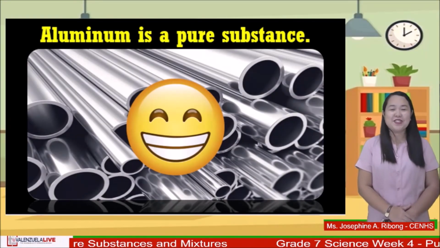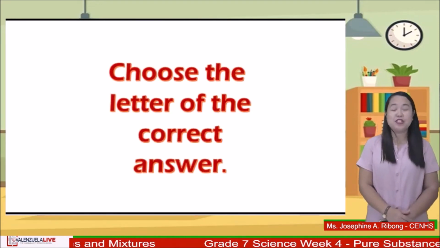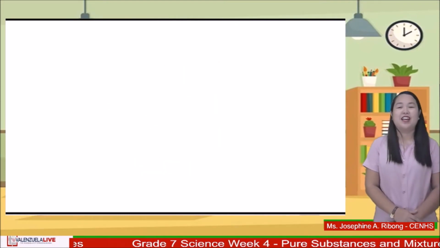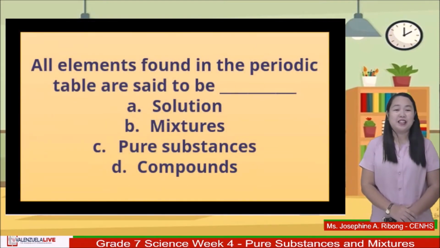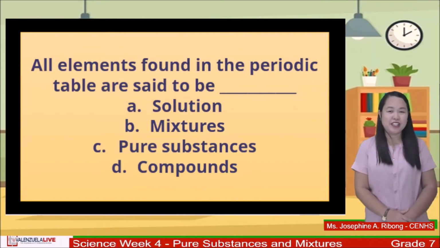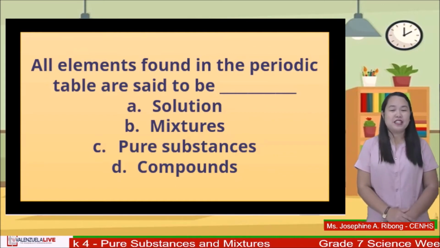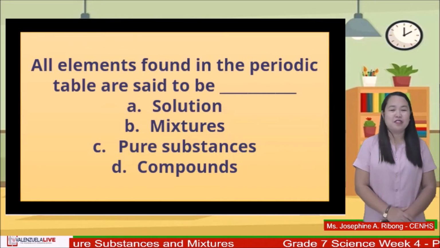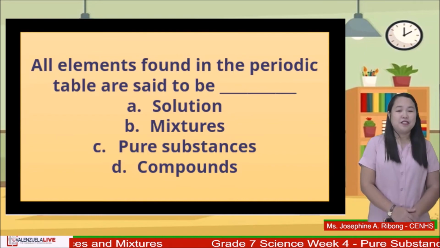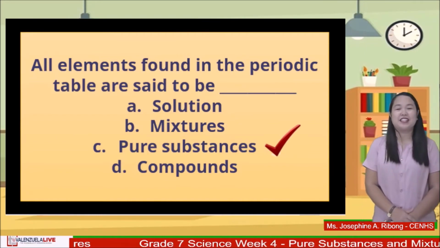And now, let's try the second activity. For this activity, we just have to choose the letter of the correct answer. For number 1, all elements found in the periodic table are said to be blank. A. Solution. B. Mixtures. C. Pure substances. Or letter D. Compounds. The answer is letter C. Great job, grade 7 learners.